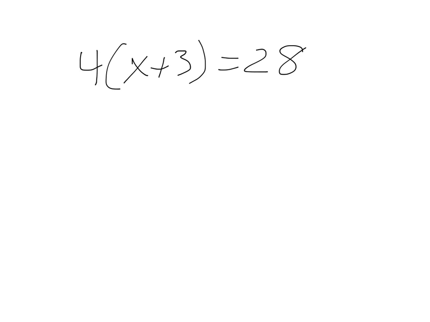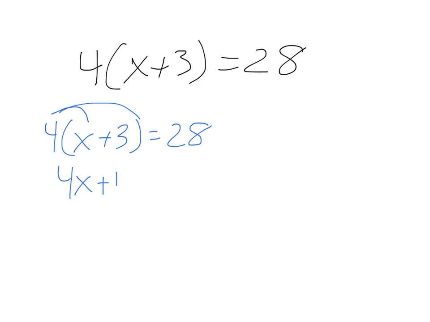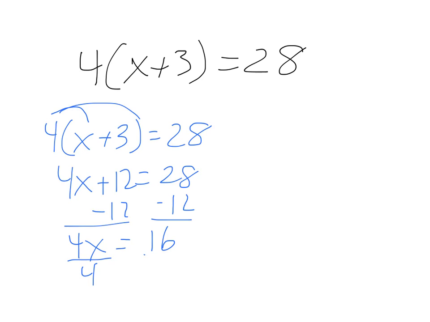For example, 4 times x plus 3 equals 28. Now, you could, if you want, start by distributing the 4 out. So I could do this and say, okay, that's 4x plus 12 equals 28. And then, of course, we subtract 12 from both sides. So it gives us 4x equals 16. Divide by 4. So x equals 4. And that's one way we can do it.